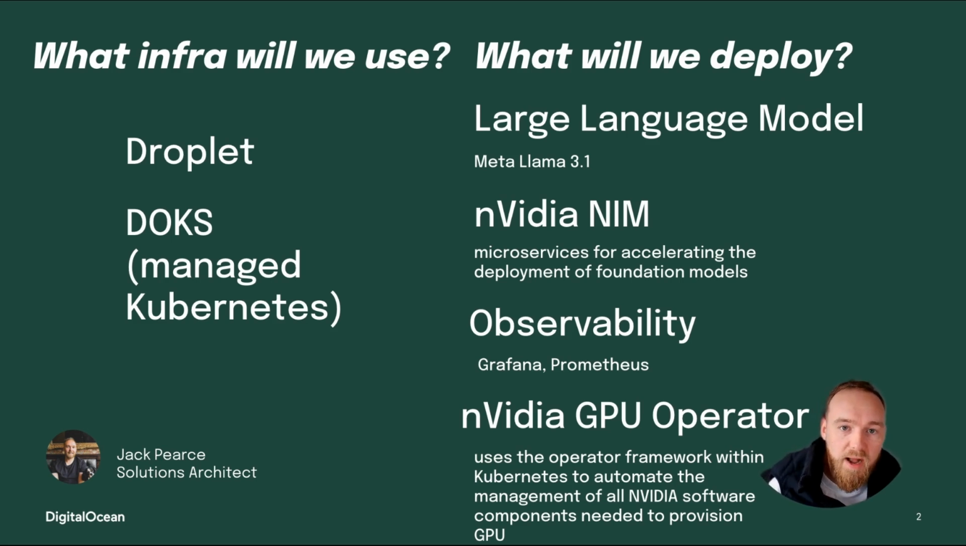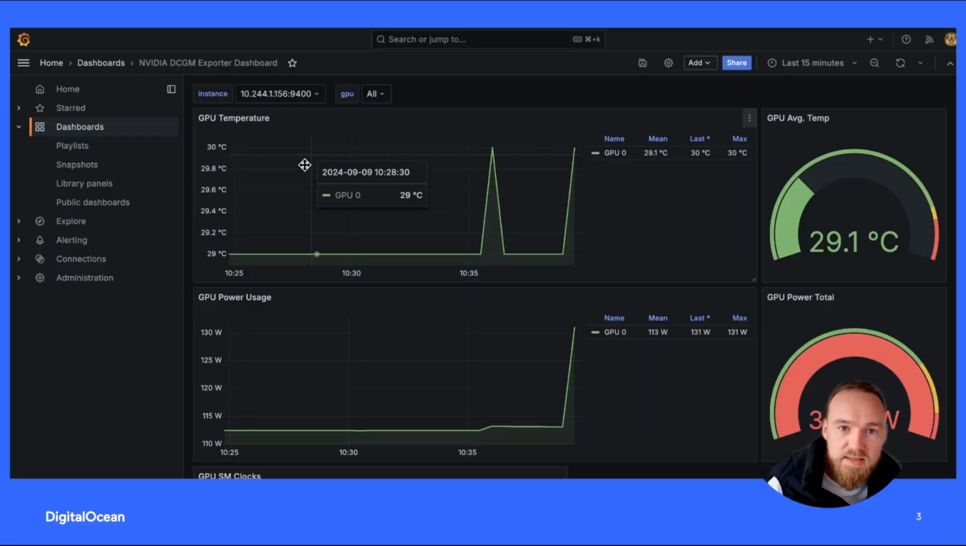And we'll also talk about and deploy the NVIDIA GPU operator, which uses the operator framework within Kubernetes to automate management of all NVIDIA software components needed to provision a GPU. So it's a really important skill to learn if you're going to start working with GPUs on Kubernetes. Our observability will look like this once we're finished.